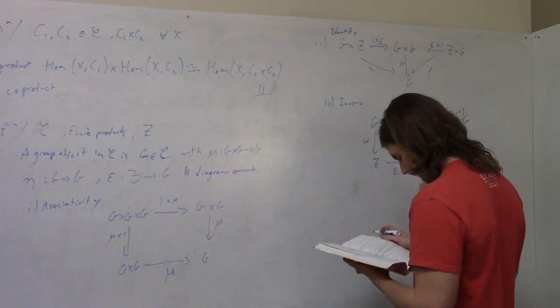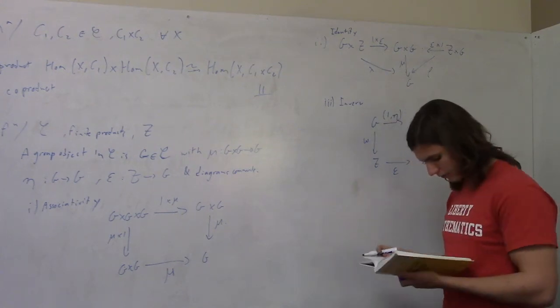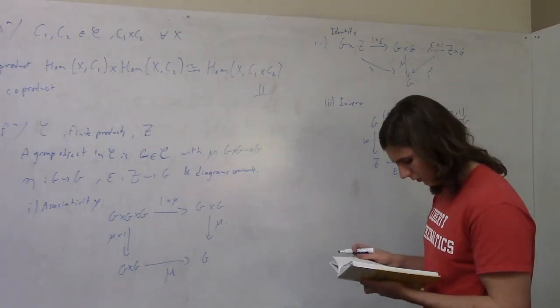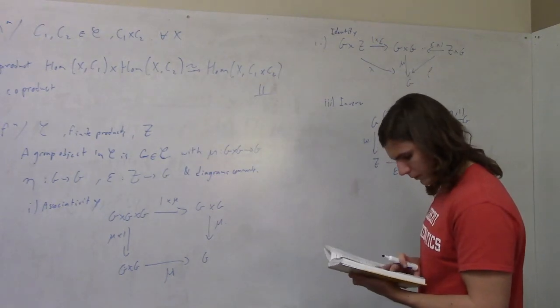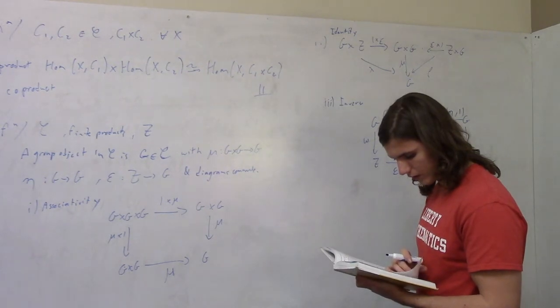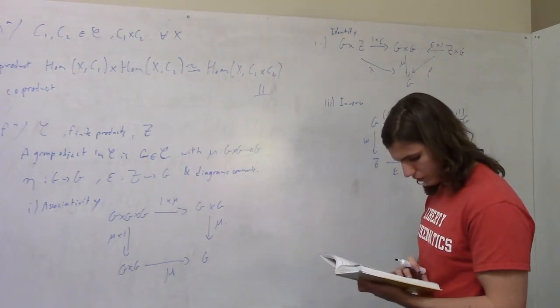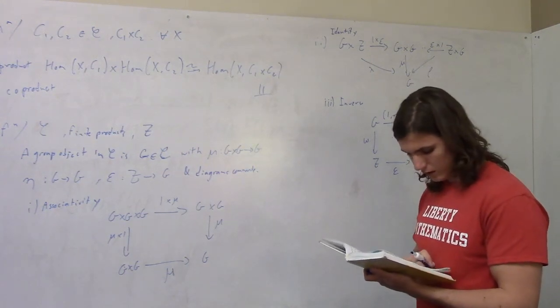We have a similar case for the cogroup object, which you guys can see in your book. I'm not going to copy all this stuff down, but it's kind of dual to it, or maybe it's exactly dual to it.